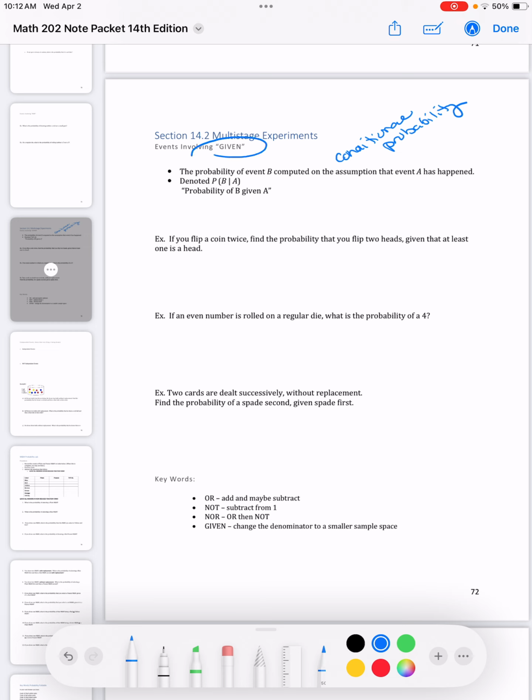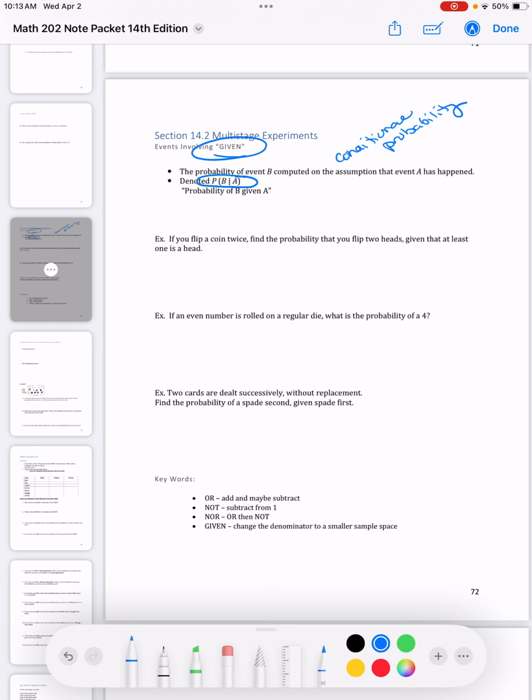A lot of times these are used, we'll see the word "given" in the problem. It doesn't come up a lot, but there is a symbol. If you see this vertical line there, that would read the probability of B given A. So that's given that A happened. So that condition is A, that second thing. Let's look at an example here.